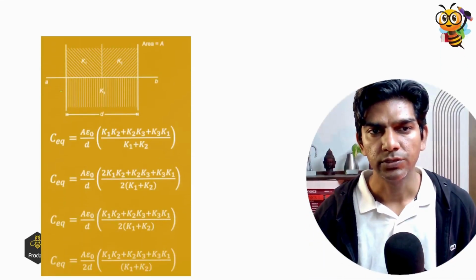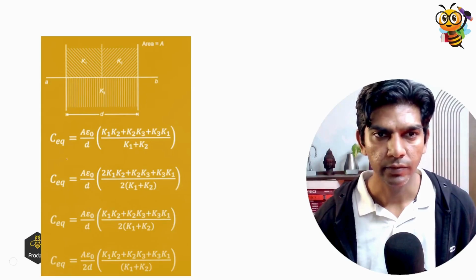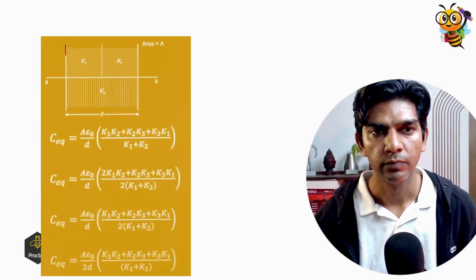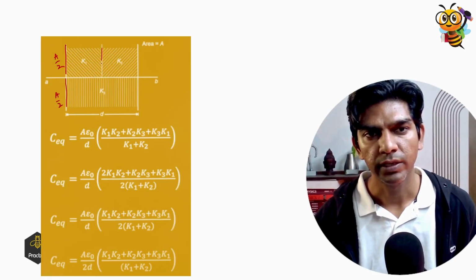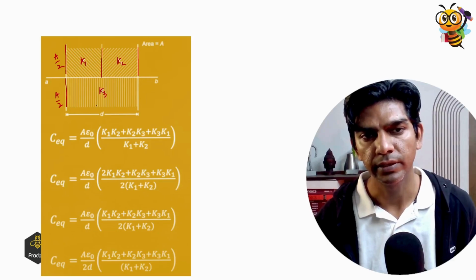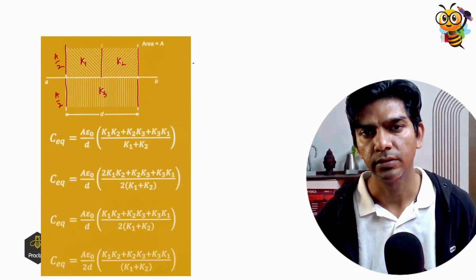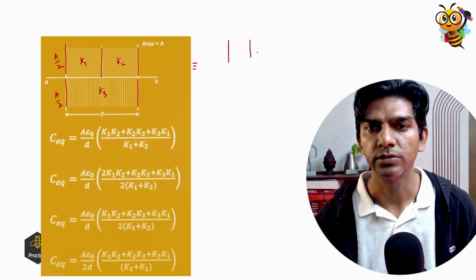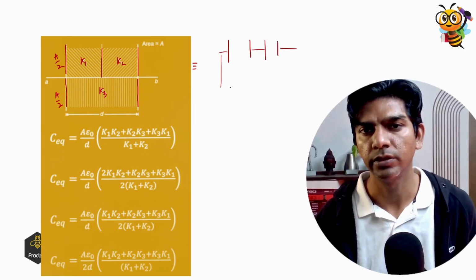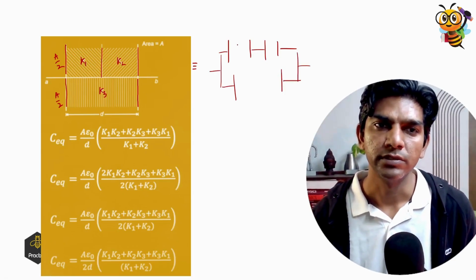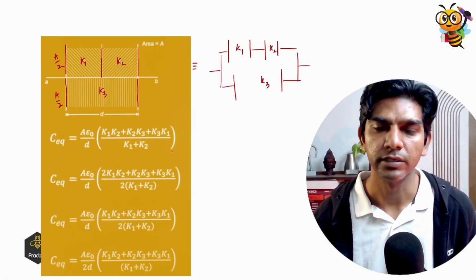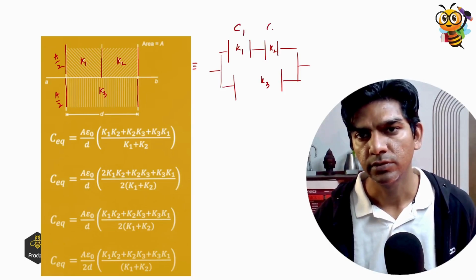So the next question is based on finding the equivalent capacitance. So here we have a parallel plate where this area is A by 2 and this area is A by 2. We have two dielectrics K1 and K2 in series, and this combination is in parallel with another dielectric K3, right? So this combination is just like two capacitors in series, and this combination is in parallel with this capacitor. So this is K1, this is K2, and this is K3. Let me call these C1, C2, and this is C3.